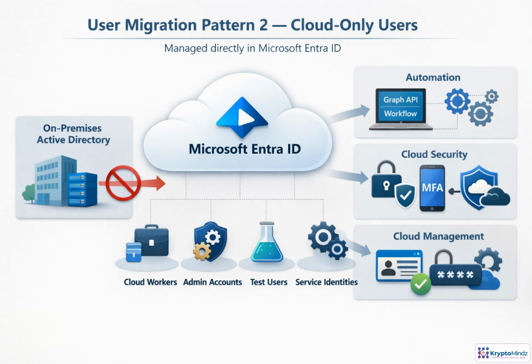For cloud-only users, Microsoft Entra ID becomes the source of authority. These accounts are not tied back to on-premises Active Directory, so creation, attributes, passwords, MFA, conditional access, and licensing are managed in the cloud. This pattern works well for cloud-native employees, external admin accounts, test users, service identities, or organizations intentionally reducing AD dependency. The trade-off is governance. Without an on-premises anchor, you need strong naming standards, ownership, lifecycle automation, and privileged access controls to keep cloud identities secure and manageable.